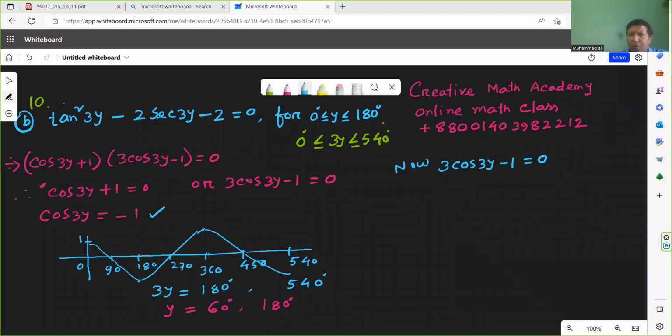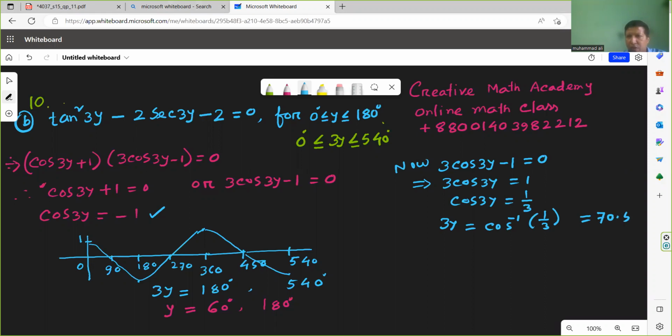Now 3 cos 3y minus 1 equals 0. So 3 cos 3y equals 1, cos 3y equals 1 by 3. So 3y equals cos inverse 1 by 3, which equals 70.5 degrees. Remember, our interval is 0 to 540 degrees.